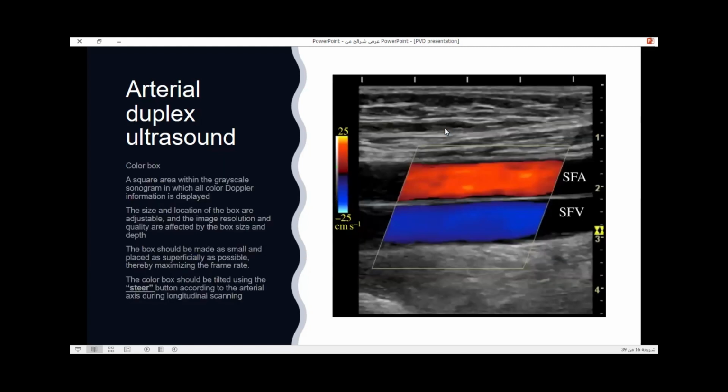So for the color box, usually we have to evaluate it as superficial as we can, and we have to decrease the size of the box as small as we can. And to evaluate the artery better, we have to decrease the angle of the box toward the flow of the artery. We call it a steer. So steer, if we are evaluating the artery, it has to be toward the flow itself.